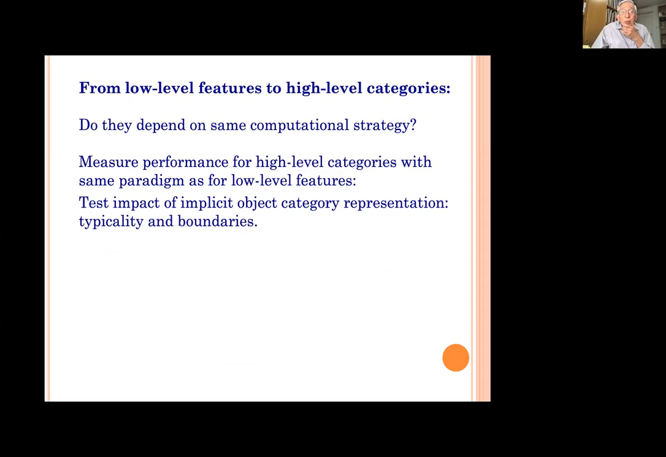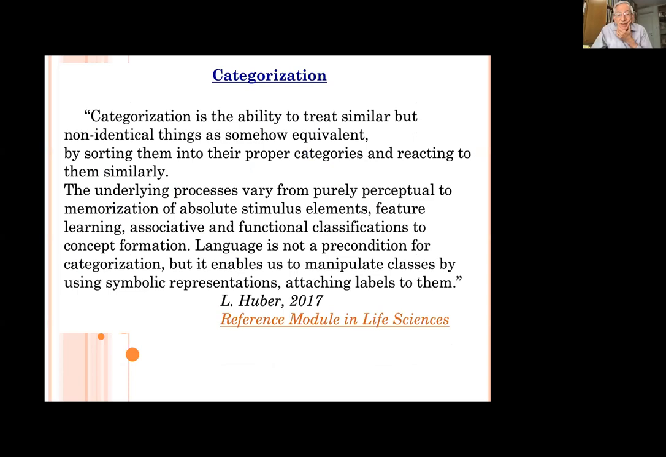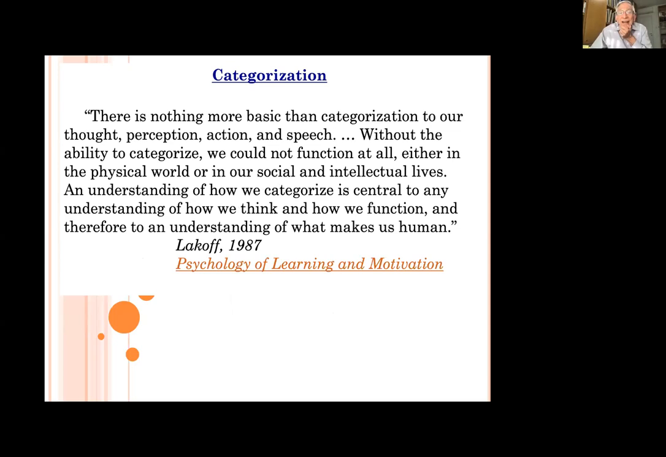We want to know if this also works for something which is more high level. And so we went to categorization. What is categorization? Categorization is the ability to treat similarly things which are similar but not identical. If we have seen a lion and we now see a slightly different kind of lion, we're going to run away from it just the same. We don't have to know what this lion is. So we treat all lions similarly, or food, whatever. There's nothing more basic than categorization to our thought, perception, action, and speech.